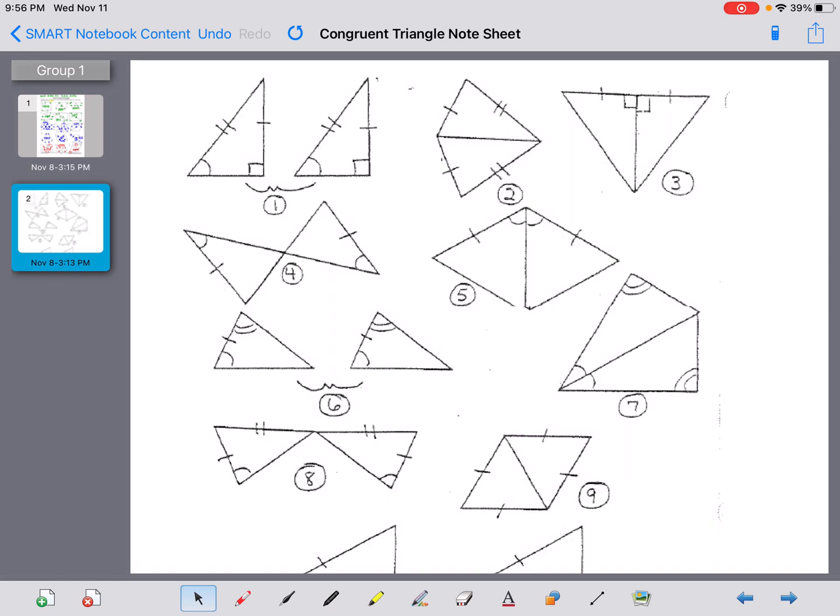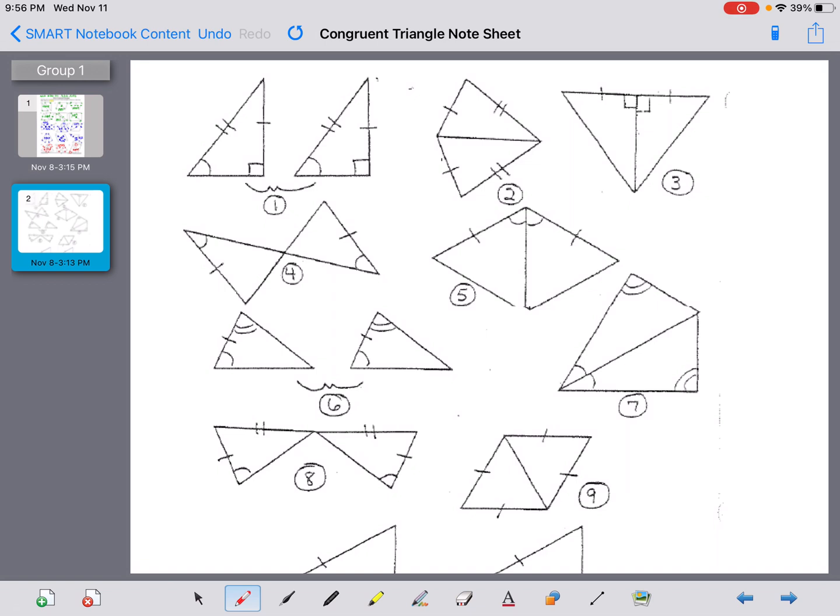Remember, we only have the 5: side, side, side; side, angle, side; HL; angle, angle, side; or angle, side, angle. There is never such a thing as angle, side, side, okay? So let's go through these and see what way we can mark these congruent.